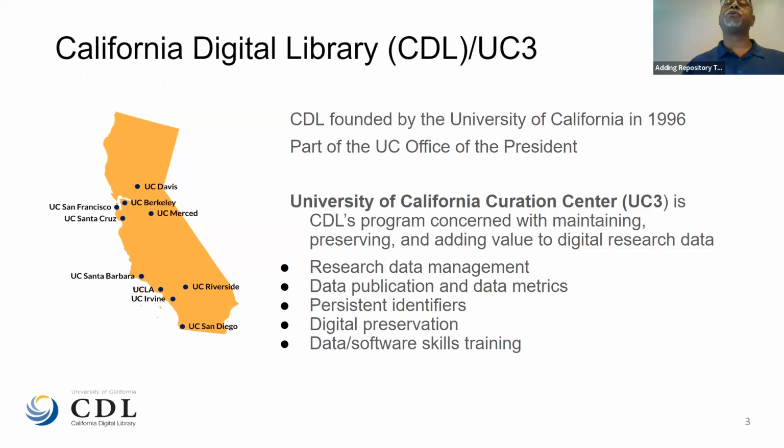Our major areas within California Digital Library, which is where this is based, is called the University of California Curation Center, UC3. And we have these basic areas: research data management, which DMP tool is under. Data publication and data metrics, that's me. Persistent identifiers, that is my new colleague, Adam Buttrick. And then we have digital preservation under Eric. And then we all do data software skills and training.